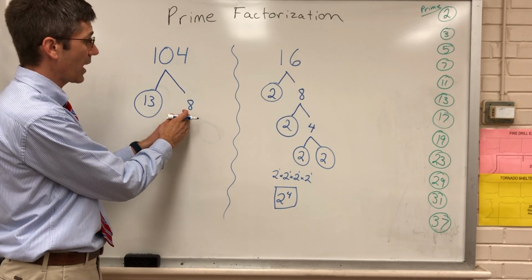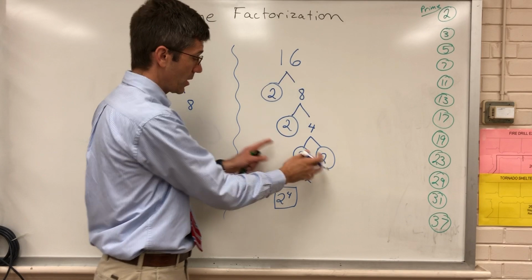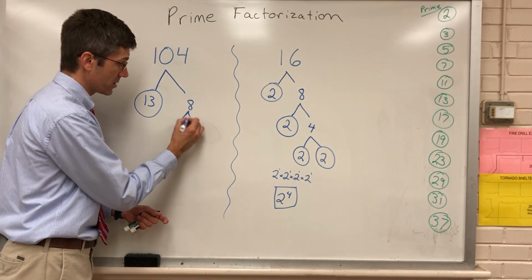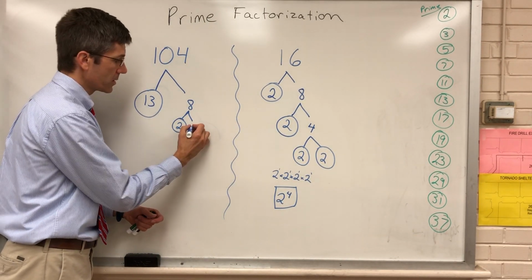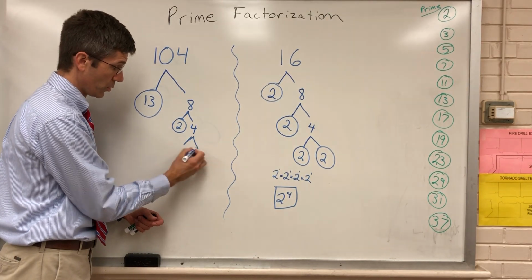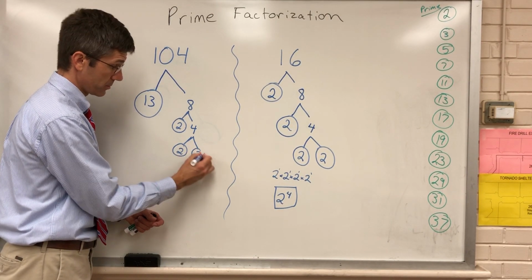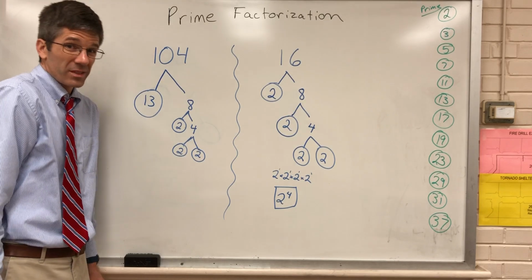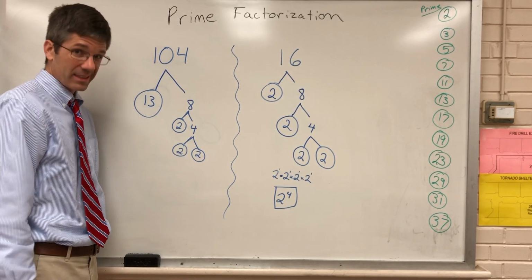Actually, everything that I have here, I'm about to put it here. Because 8 is 2 prime times 4. 4 is 2 prime times 2 prime. And we're done. It was that easy.